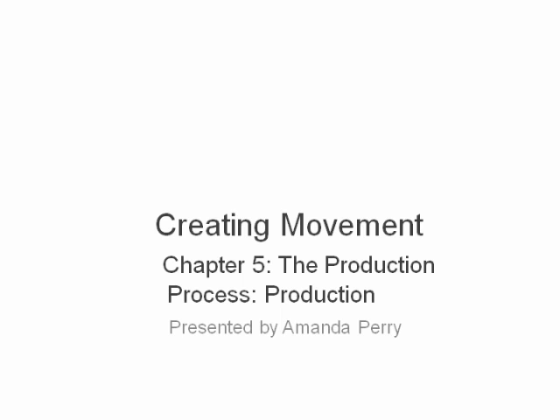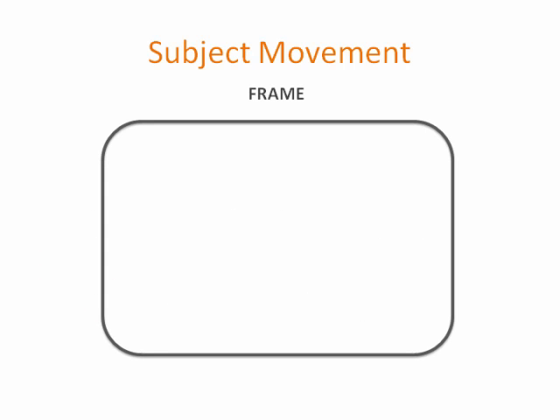Creating movement. Okay, today we're going to talk about creating movement from Chapter 5, the production process. Now, when you are creating movement in film or video, there are three basic types, and that is by moving the subject, by moving the camera, and by editing. Within each of these, there are different movements and different ways to achieve things, but today we're only going to talk about subject movement and by moving the camera.